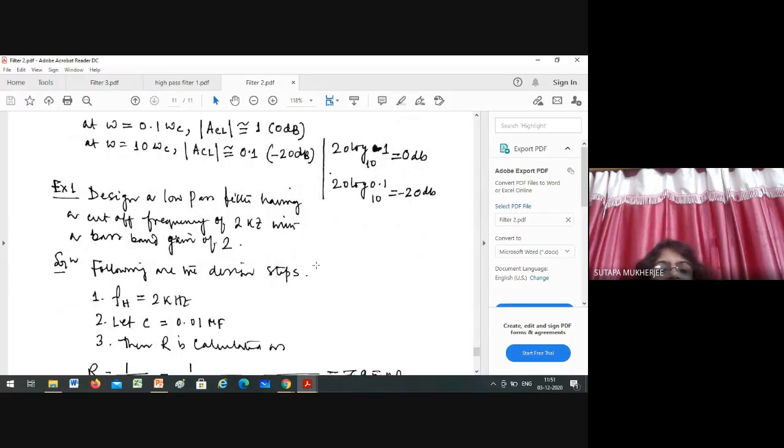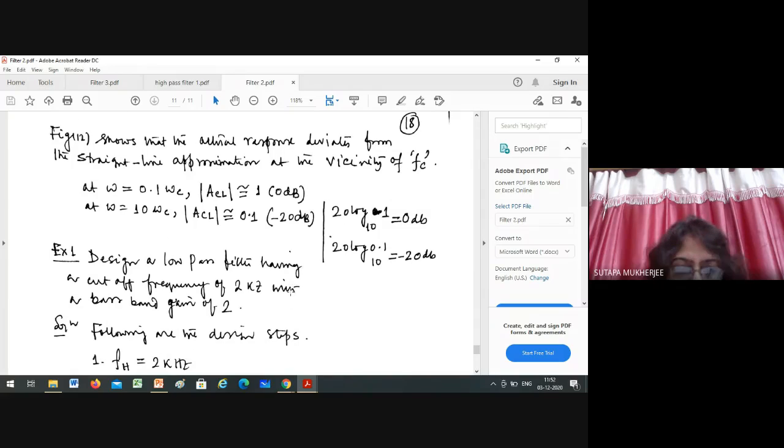Now a problem is there. Design a low pass filter having a cutoff frequency of 2 kHz with a pass band gain of 2. Now do it. So what is the problem here? For the low pass filter, what is the cutoff fc value given? 2 kHz. And the pass band gain given equals 2. Do the problem. Our gain is 2 and fc equals 2 kHz. Do it.